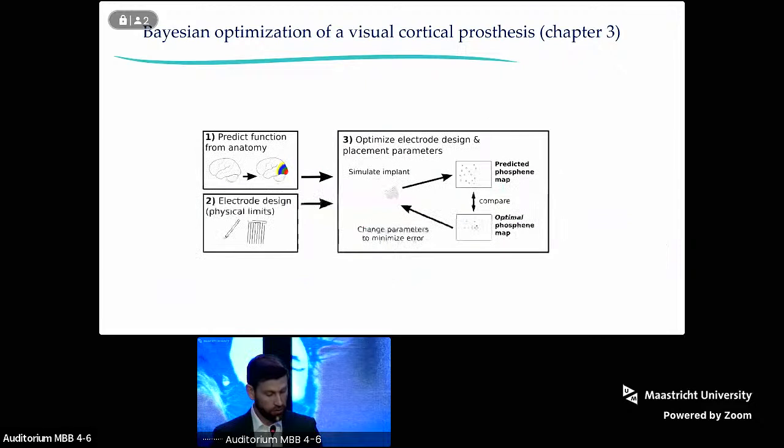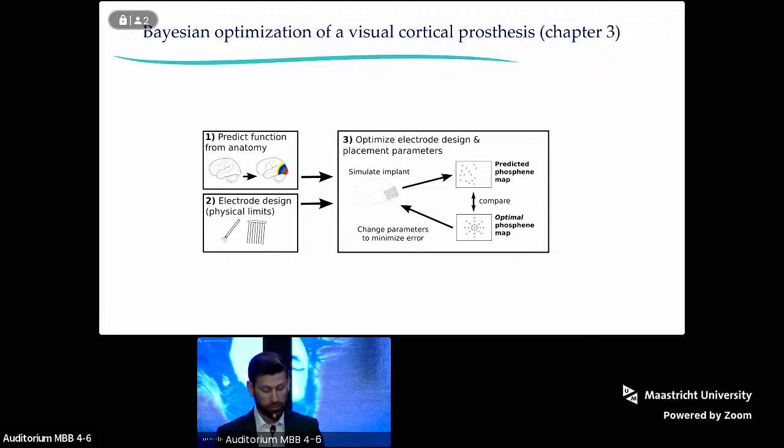But to summarize, we created this framework that allows us to safely explore and optimize these electrode placements for visual cortical prostheses. And we can easily extend this framework with electrode designs that are specifically tailored to patients' anatomy. We can also have it include multiple grids of electrodes with the aim of, in the end, creating these prostheses that can help to restore vision.